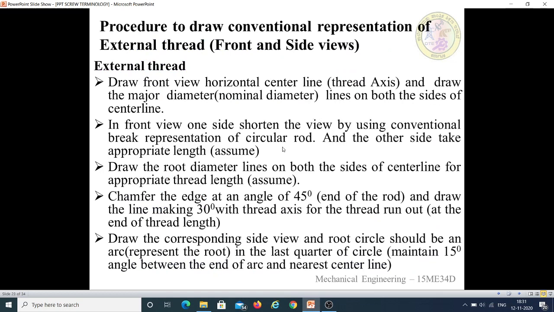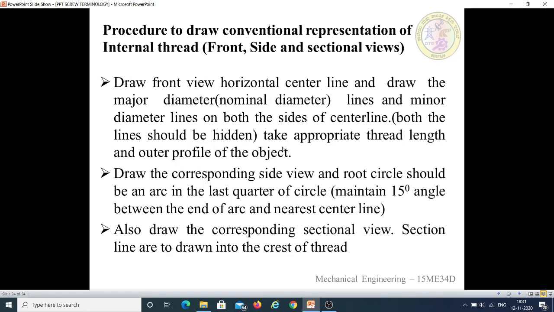This is the procedure for drawing the conventional representation of external thread front and side views, for manual drafting. So let's continue this session with manual drafting of external thread representation, simplified external thread representation and simplified internal thread representation. Now we can start the simplified external thread representation.